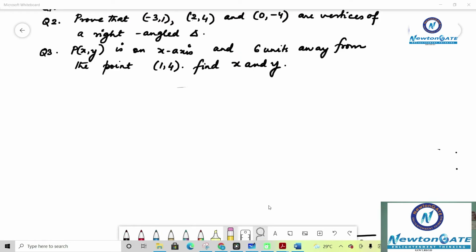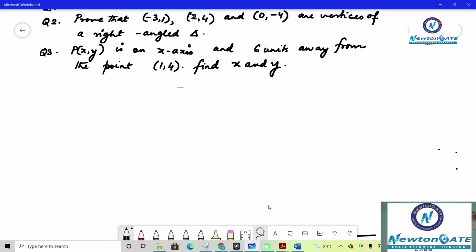Our third question is, P(x, y) is on the x axis and 6 units away from the point (1, 4). Now, it is very clearly given that P(x, y) is on the x axis. Now, we know that a coordinate on the x axis looks like P(x, 0), that is the y coordinate is always 0. Now, the other point given over here is (1, 4). Let me take that as Q, and it is said that PQ is equal to 6 units.